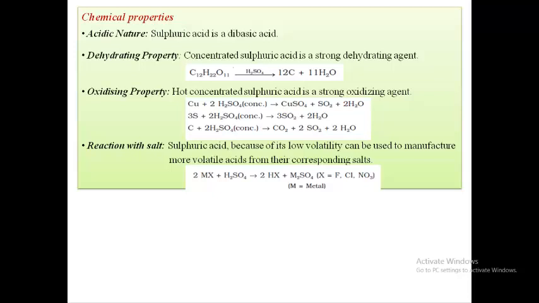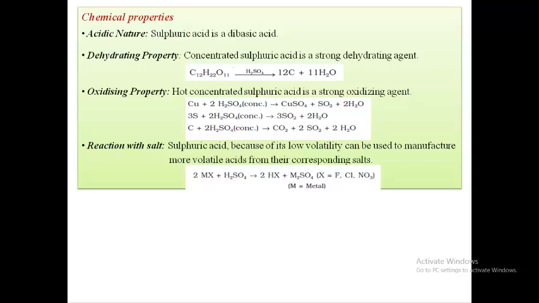Sulfuric acid is a strong oxidizing agent. It oxidizes metal like copper into copper sulfate and sulfur into sulfur dioxide, carbon into carbon dioxide, and itself it gets converted into sulfur dioxide.